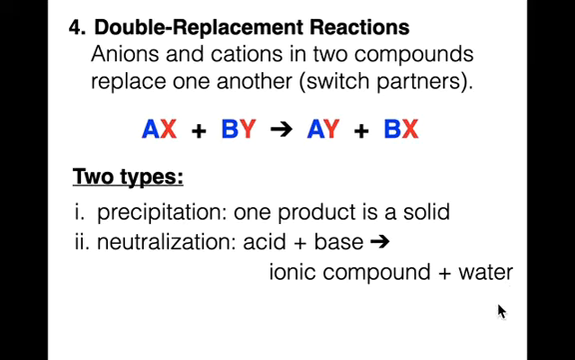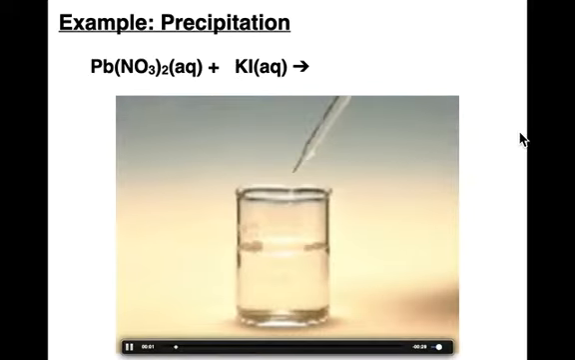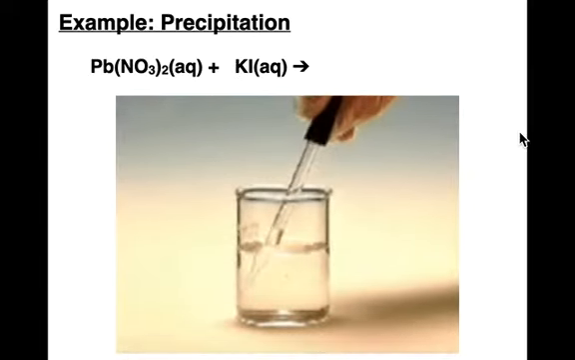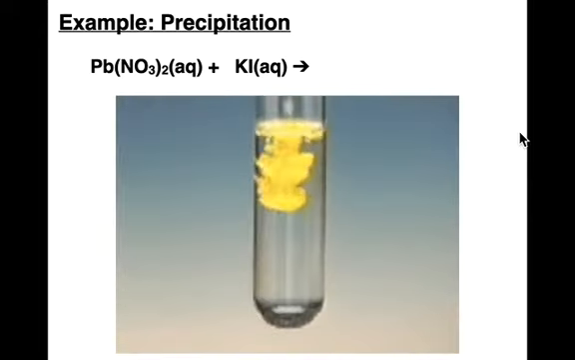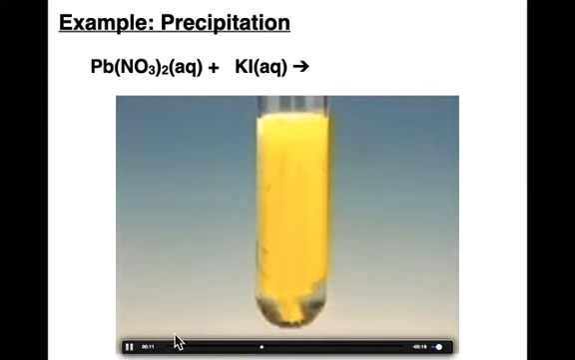All right, let's look at some examples. Okay, so first, precipitation. So this is lead 2 nitrate mixed with potassium iodide. They're both aqueous solutions. When a solution containing iodide ions is added to one containing lead 2 plus ions, a precipitate of lead iodide forms. This precipitation reaction occurs because lead iodide is an insoluble ionic compound.